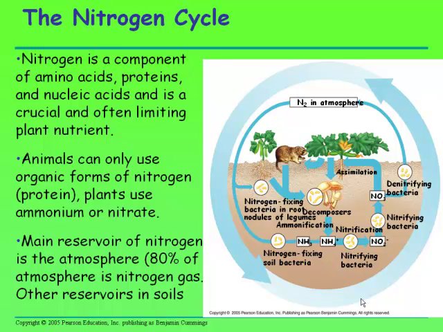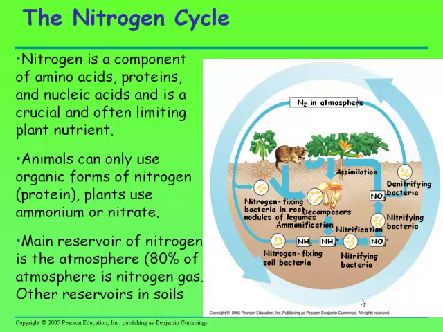The nitrogen cycle. Biological importance: nitrogen is part of amino acids, proteins, and nucleic acids, and is often a limiting plant nutrient. And remember, limiting means the plant does not grow well or at all without it. Forms available to life: plants can use two inorganic forms of nitrogen, ammonium and nitrate, and some organic forms such as amino acids. Various bacteria can use all of these forms as well as nitrite. Animals can use only organic forms of nitrogen.